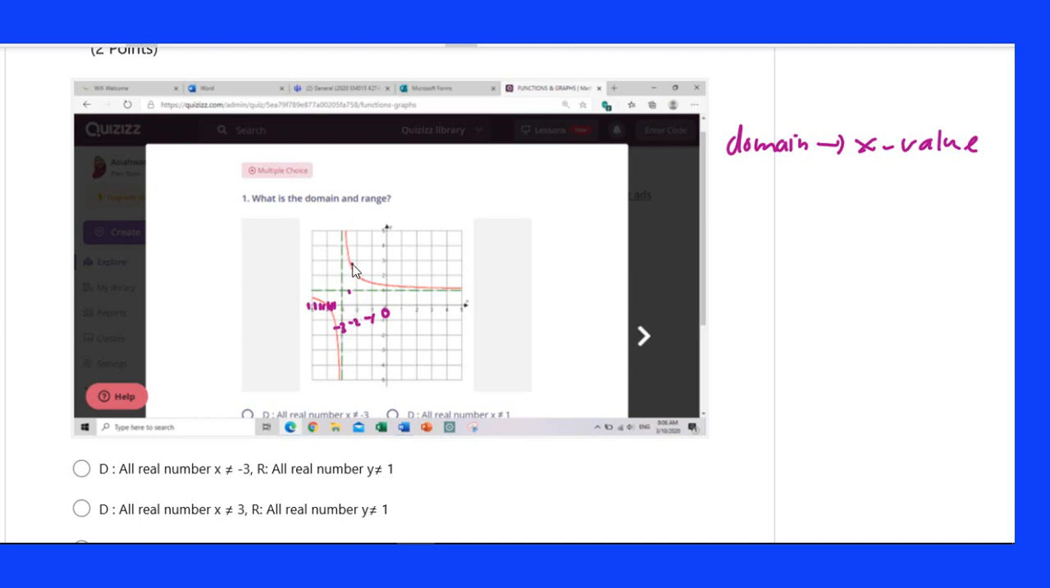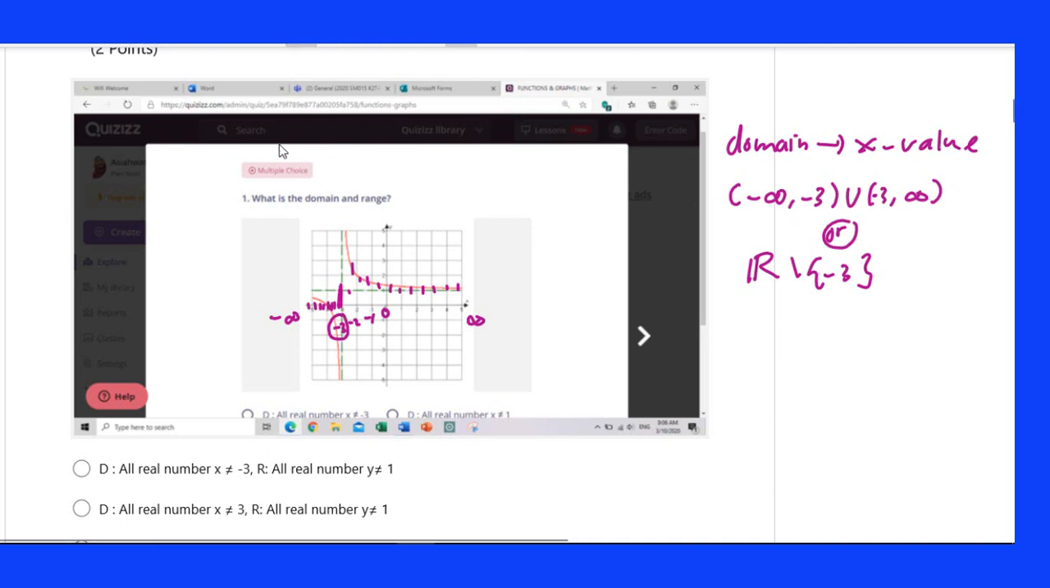So here you still have graph, graph until infinity. From negative infinity it stops at X equals negative 3 and continues up to infinity. So the domain is from negative infinity to negative 3, union negative 3 to infinity. Or you can write all real numbers except negative 3. This refers to the domain.